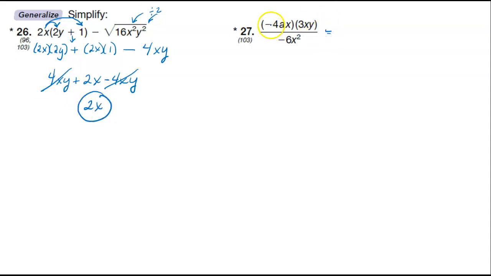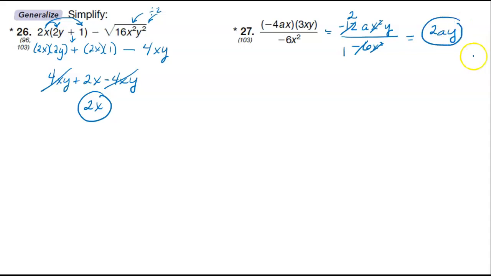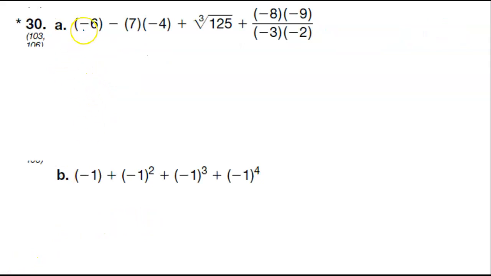Over here, let's go ahead and multiply. So negative 4 times positive 3 is negative 12, x squared y over negative 6x squared. So negative 6 into negative 12, that's going to be 1, and that's going to be positive 2. And then the x squareds are going to cancel. All right, let's see what else we have. All right, last one. Let's see if I can get it done.